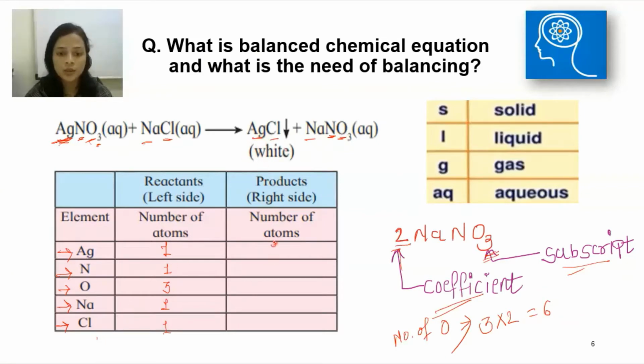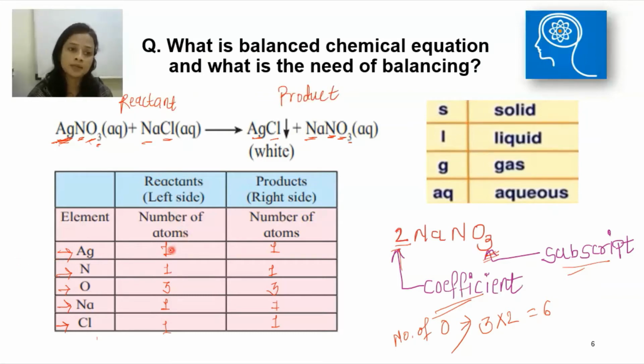So only 1 atom of Ag is present on the product side. Then only 1 atom of N is present on the product side. What about O? Again 3. What about Na? Na is also only 1 and Cl is also only 1. See, from this chart, you can see the elements present on the left side, the reactant side of the equation, and this is the product side.